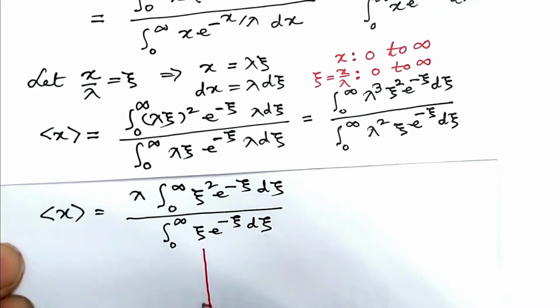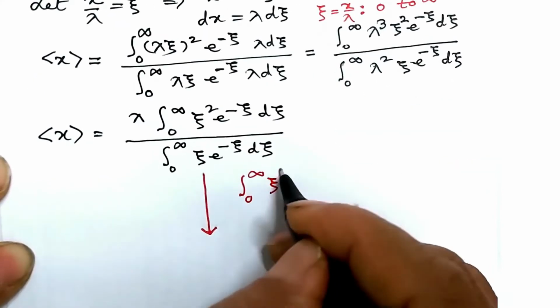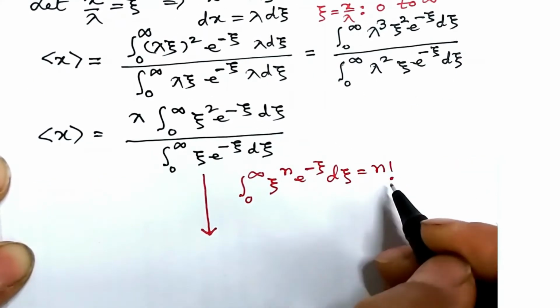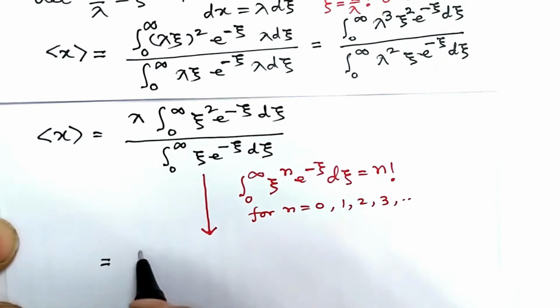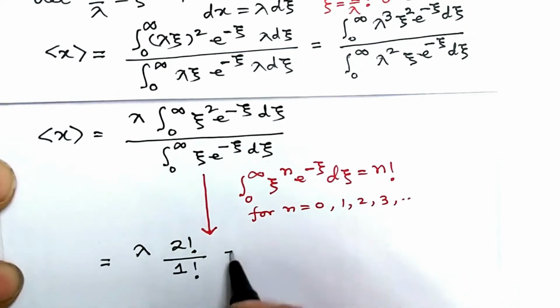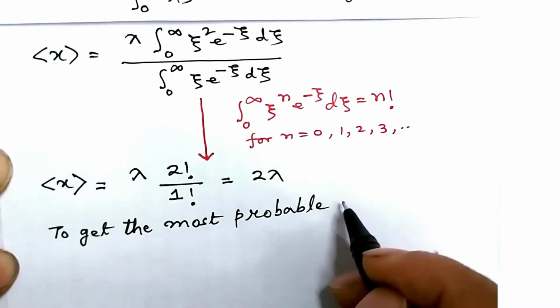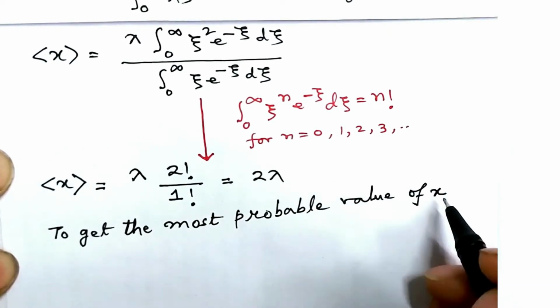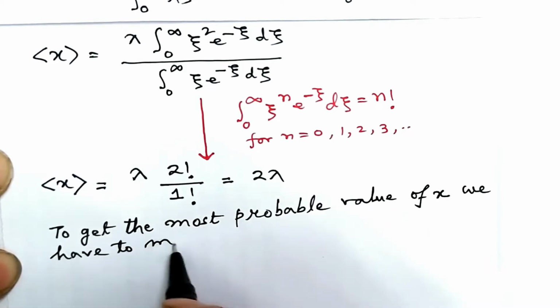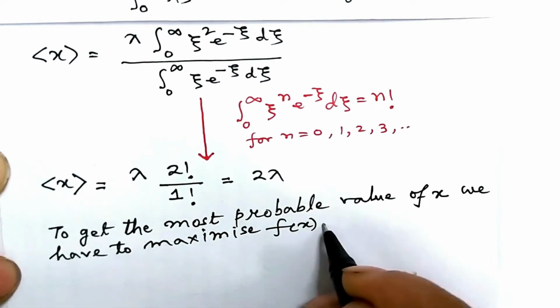So we have two integrations and we would write their value directly using the standard integration. So the answer we arrive at is 2 lambda. To get the most probable value of x, that is, at what value of x is f of x maximum. Maximum means f of x would show a peak. As the name maximum implies, we have to maximize f of x with respect to x.